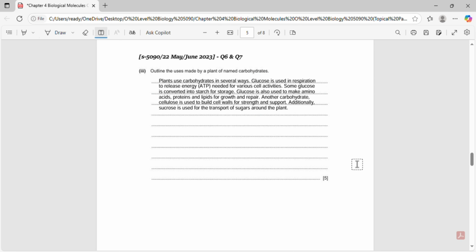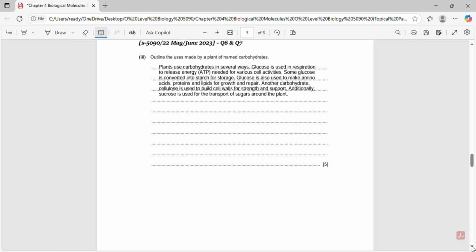So, to summarize, plants use carbohydrates in several key ways. Glucose is used to release energy in respiration. Starch stores energy for later use. Glucose also helps build proteins and lipids for growth and repair. Cellulose provides structural support, and sucrose is used to transport sugars throughout the plant. Each of these carbohydrates plays a unique and essential role, showing just how versatile and important they are to the life and function of a plant.